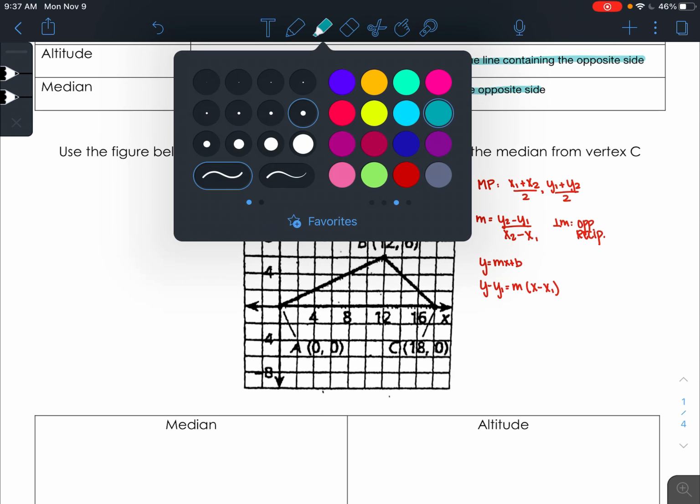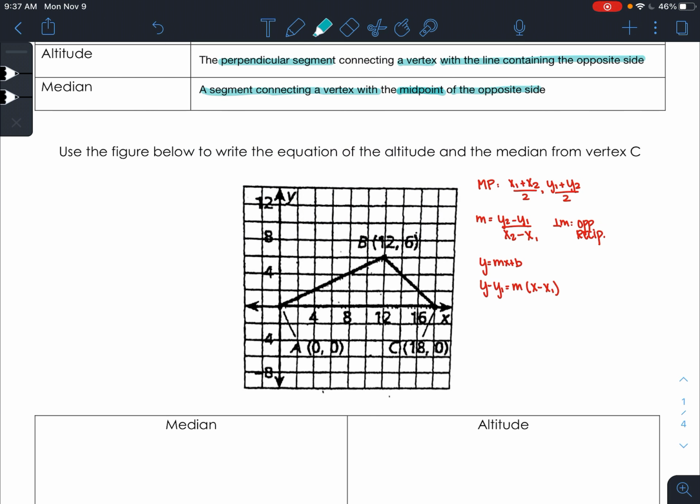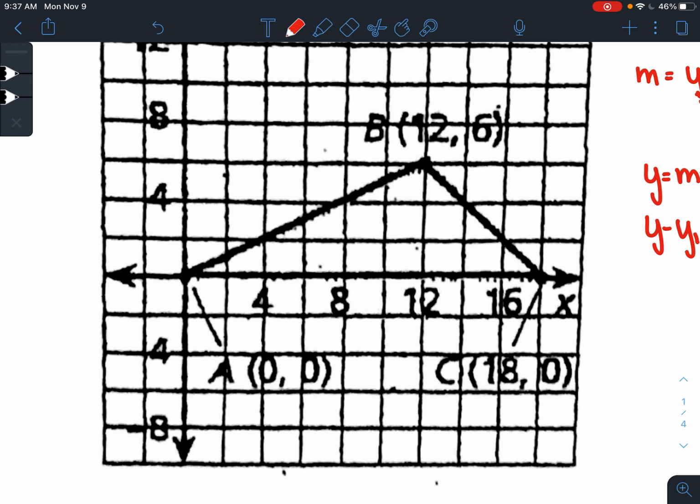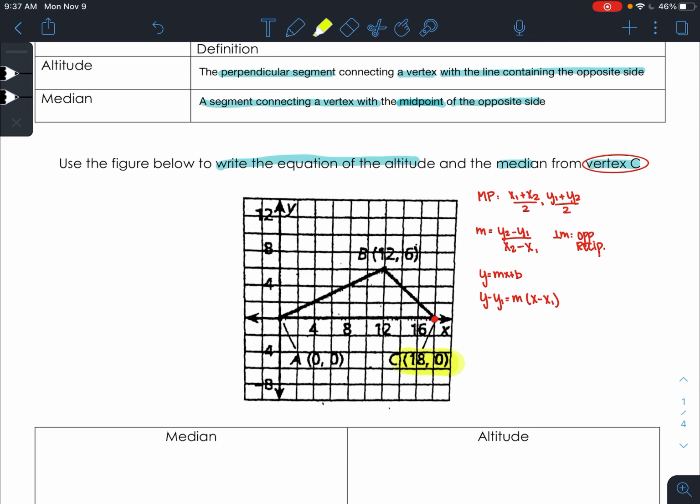So if we look at the first one, it is asking us to use the figure below to write the equation of the altitude and the median from vertex C. The first thing I would notice is what vertex it has to come from. It's coming from vertex C, which is right here in this picture, (18, 0). Let's start with the median. A median connects that vertex C with the midpoint of the opposite side.